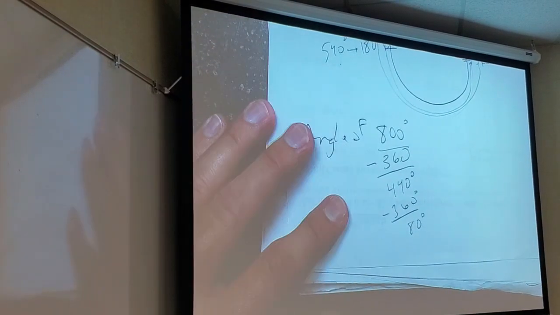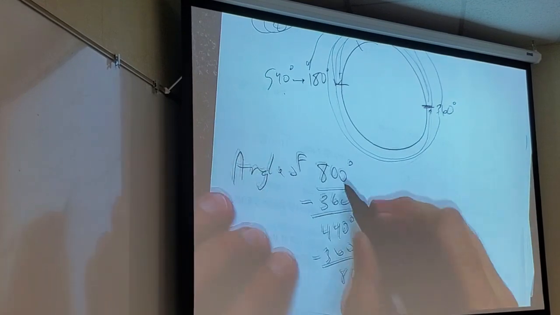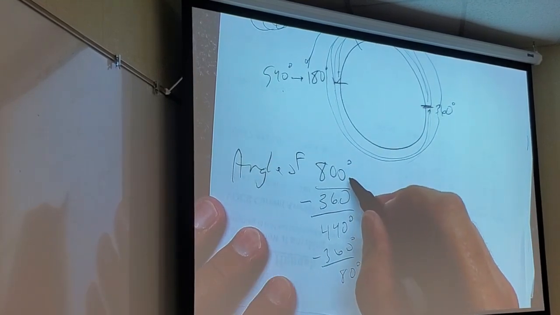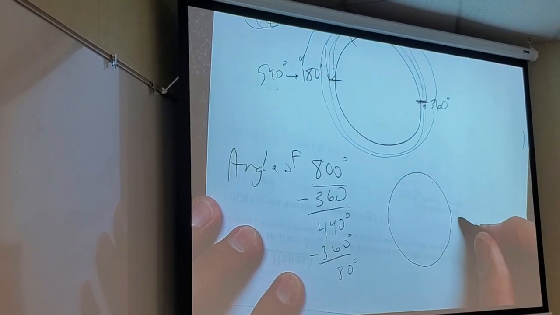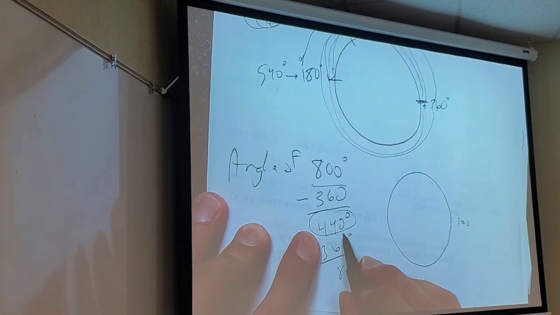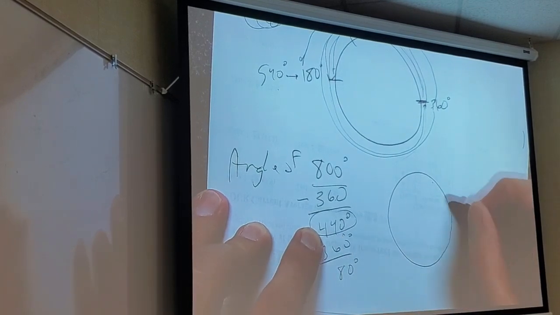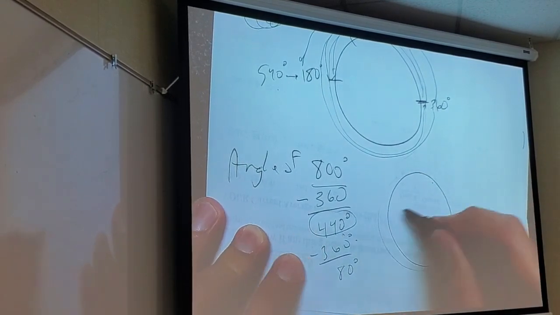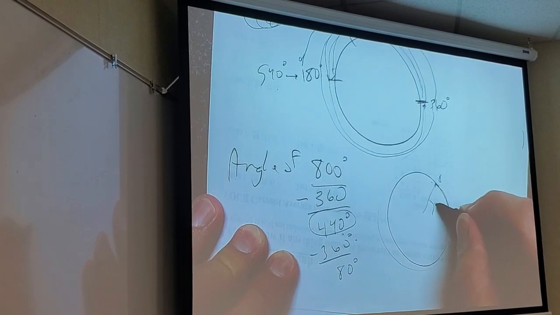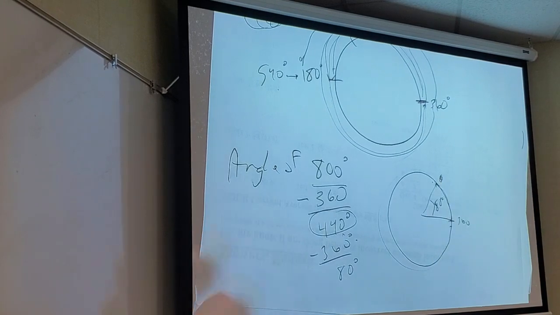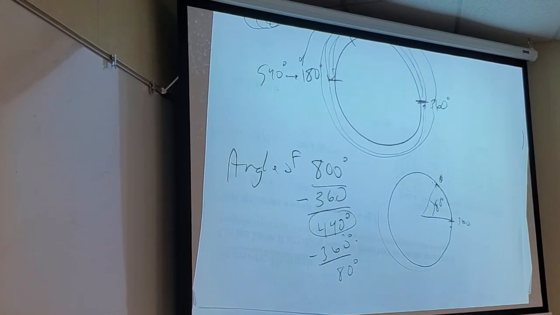So there you go. If I spun 800 degrees, one spin is 360. When I do this one, it tells me how much further I've got to go. Another spin would be another 360. So now I've got to go 80 more. So I end up at 80 degrees, right? Does that make sense?